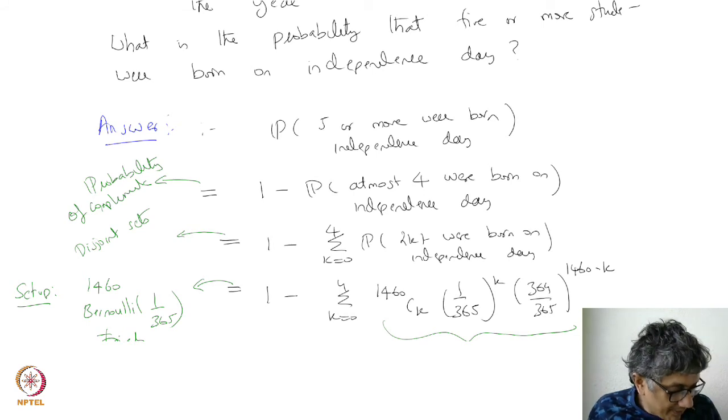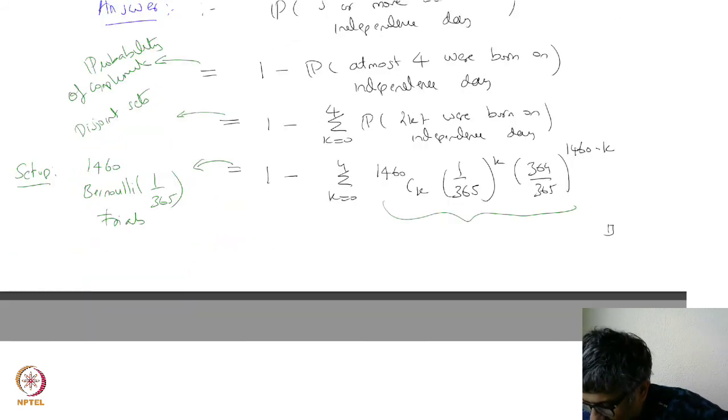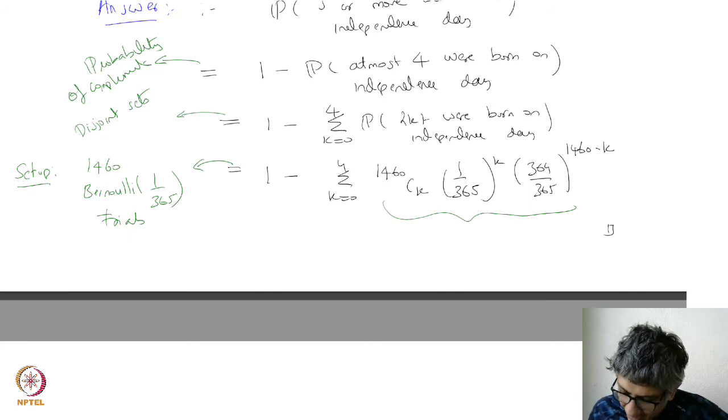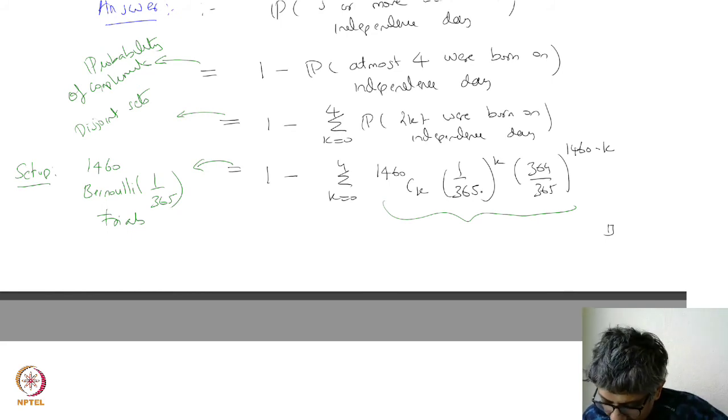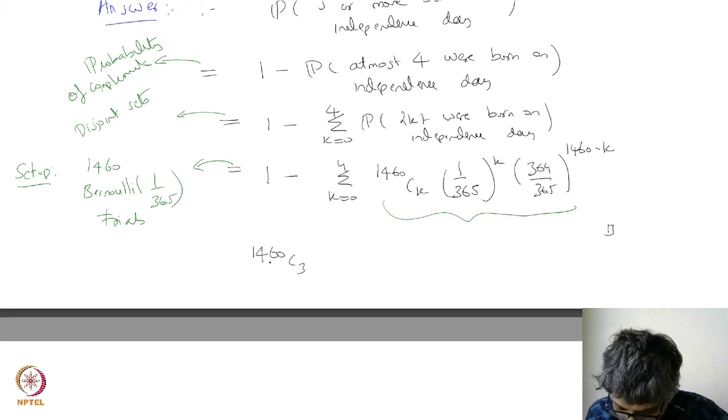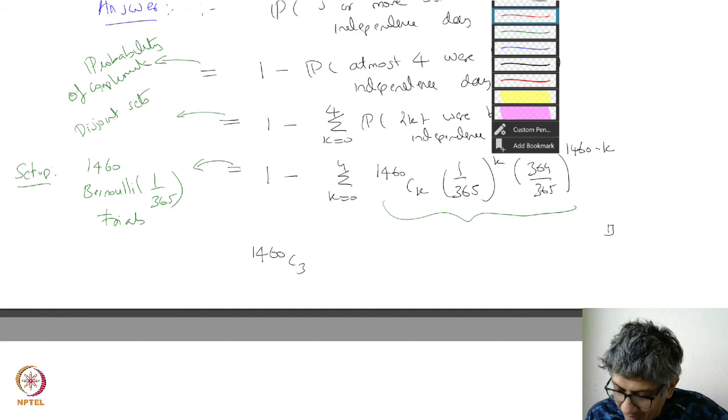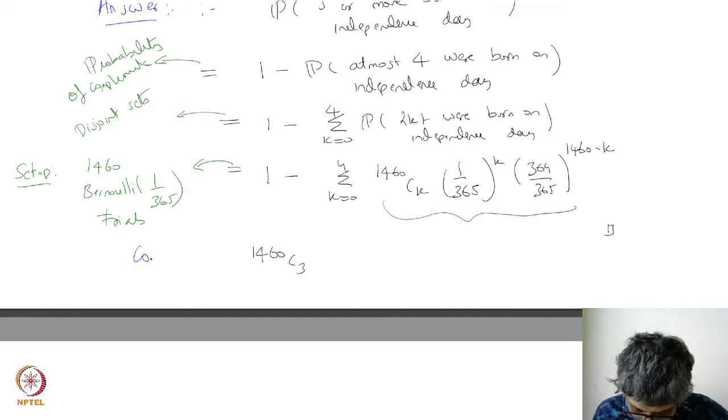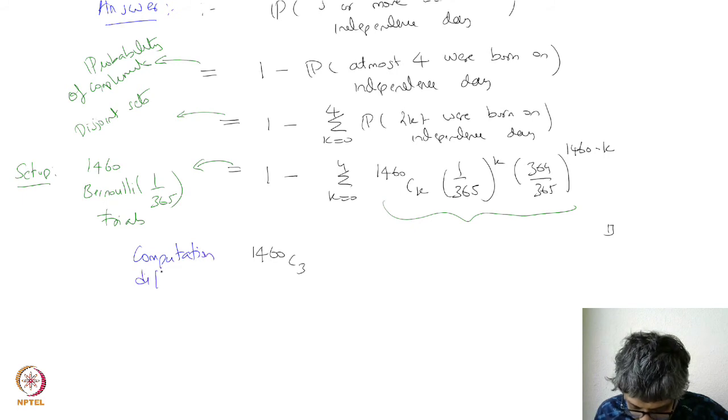But now there's another problem. I don't know if you notice it, but if you try to do this in a calculator, it'll be quite hard. 1 over 365 is small, the other one is quite large, and then you have to compute 1460 choose 4. That's quite hard to do. You have to do 1460 factorial. So 1460, let's say choose 3. So computational difficulties are following.